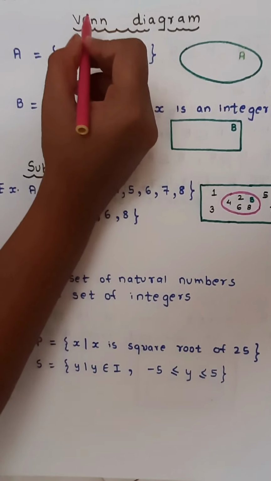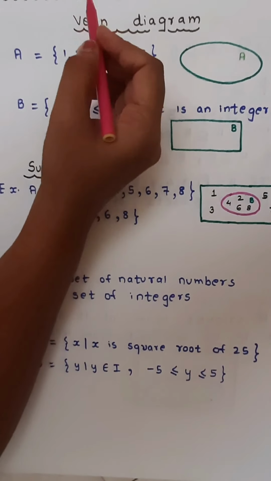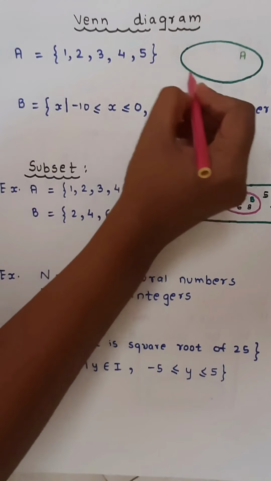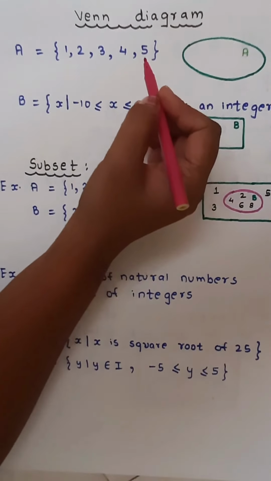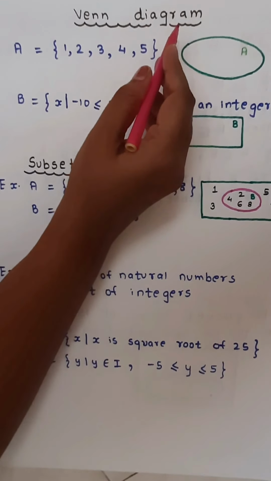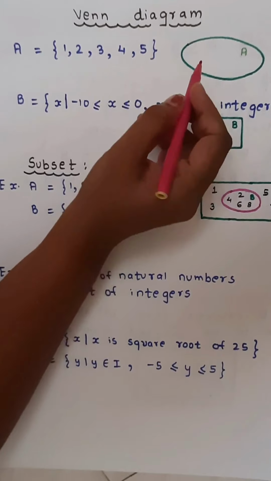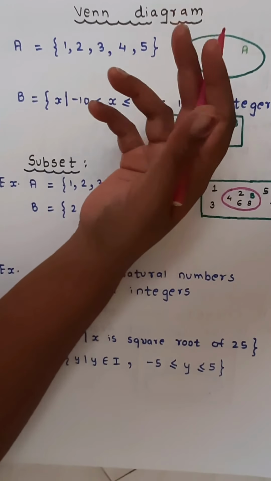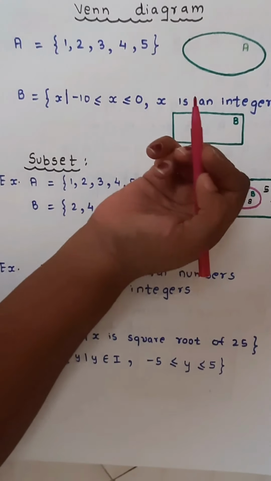Okay, Venn was a British logician, John Venn. He was the first person to use closed figures to represent sets. Such representations are called Venn diagrams. So Venn diagrams are very useful in order to understand and illustrate the relationship among the sets and to solve the examples based on this.